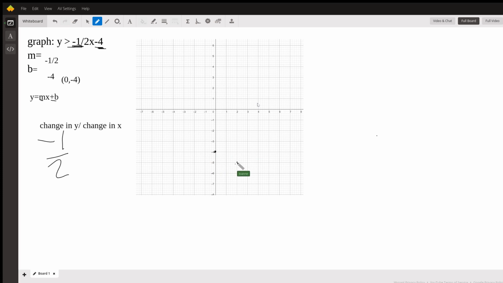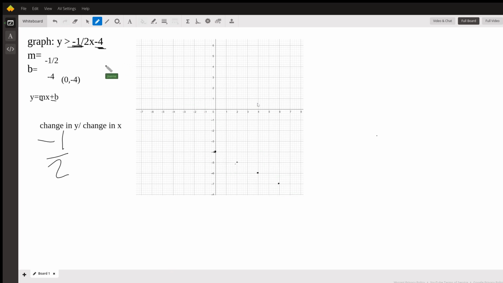Okay, now I can keep doing this. I can go down 1 over 2 and plot another point. Down 1 over 2 and plot a point. And that's how I can use my y-intercept, which is negative 4 here, and my slope, and I can plot.